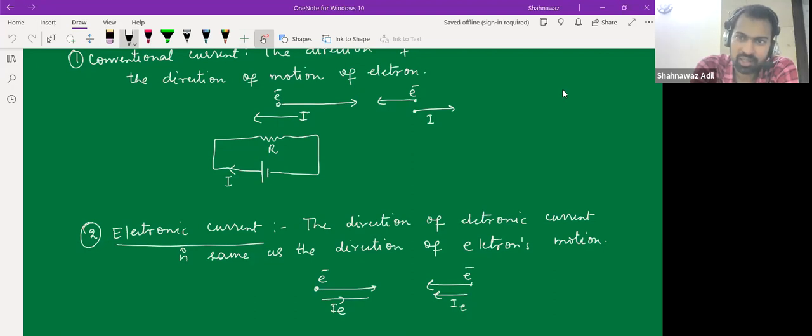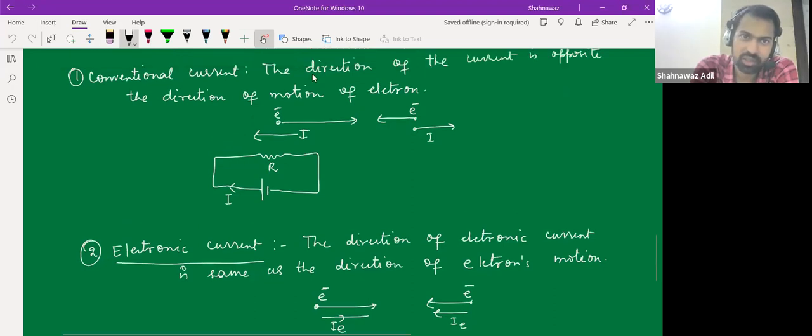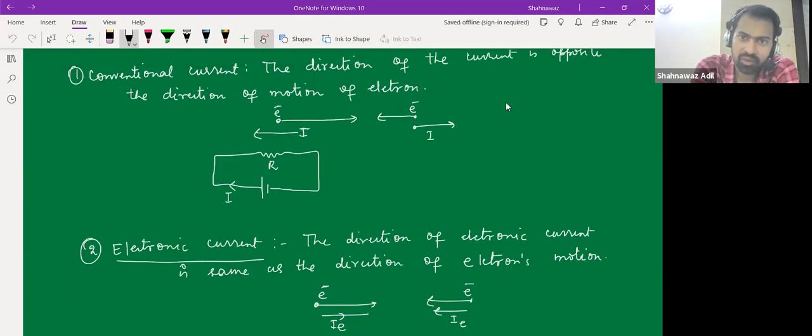Okay, so I'm saying that for the case of the conventional current, if you have the electrons moving in some direction in a conductor, the direction of the current would be in the opposite direction. So let's say you have some field, and the electron is moving from here to here. The direction of the current would be in this direction. So we have the conductor and the electron is moving in this conductor. If this is the motion of the electron, then the current would be in this direction.